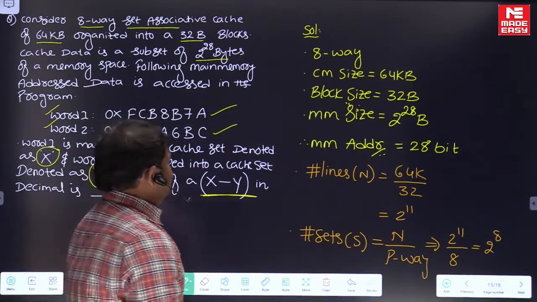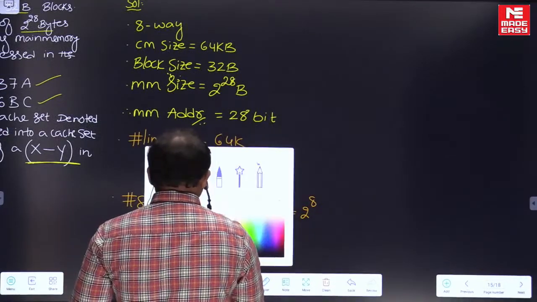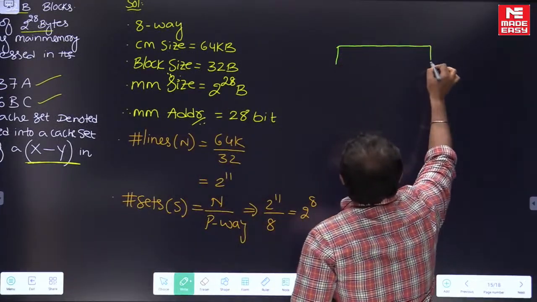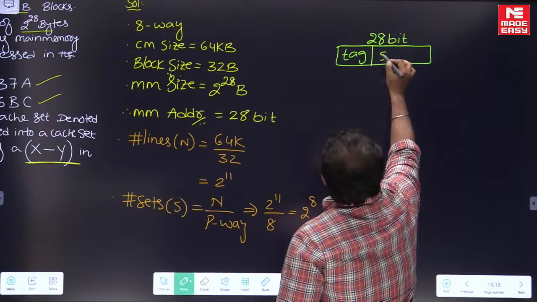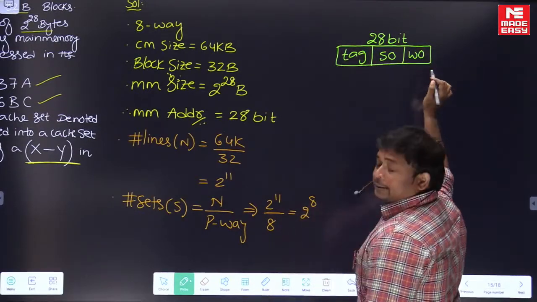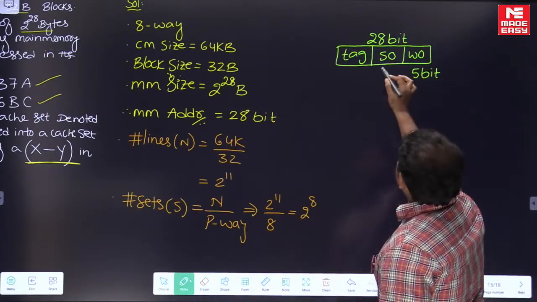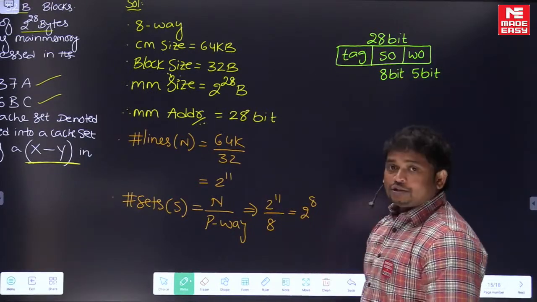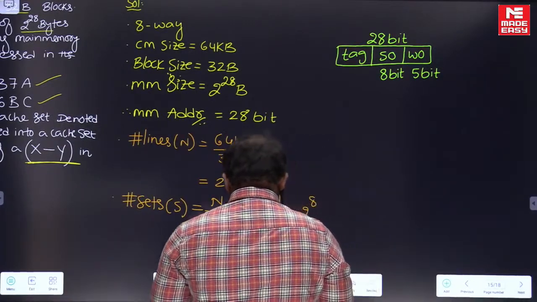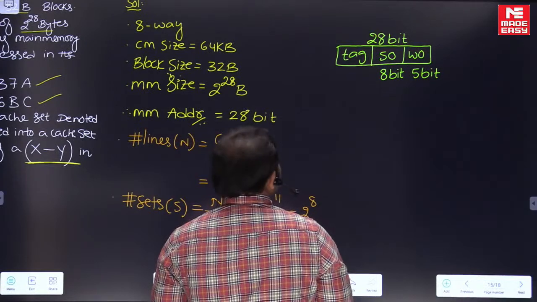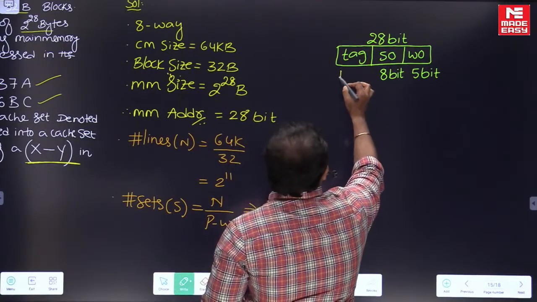Okay, students. Now address format. Take the 28-bit address, divided into tag, set offset and word offset. Word offset depends on the block size. Block size given 32, therefore it is 5-bit. Set offset depends on the number of sets. 2 power 8 sets, so 8-bit set offset. And remaining bits are 28 minus 13, remaining 15 bits are used as tag.